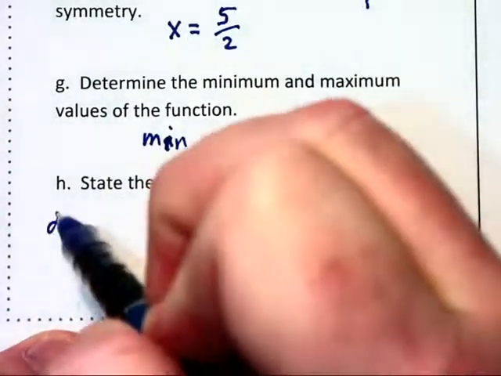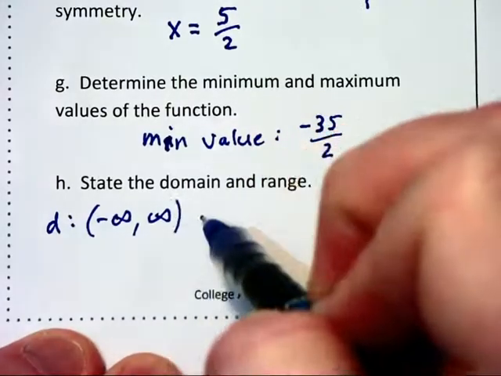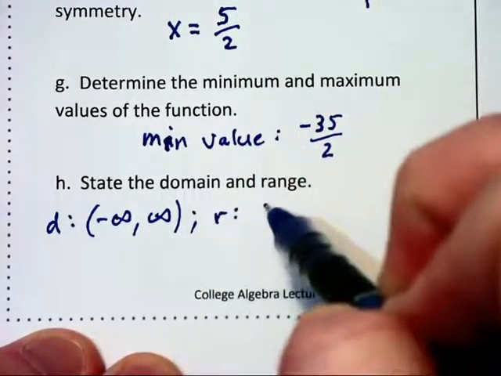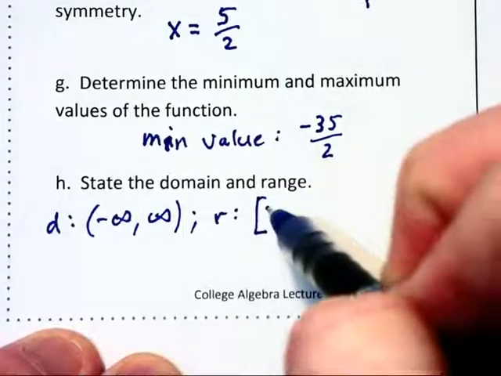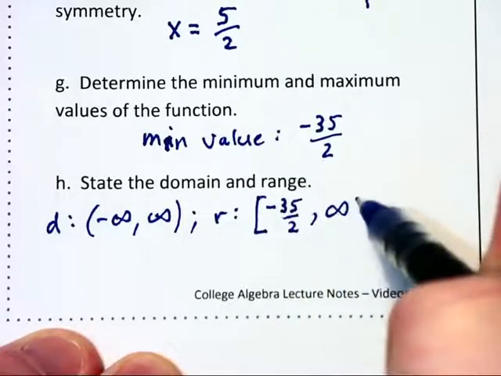The domain is all real numbers yet again, and the range will begin at and include negative 35/2 and extend upward to positive infinity.